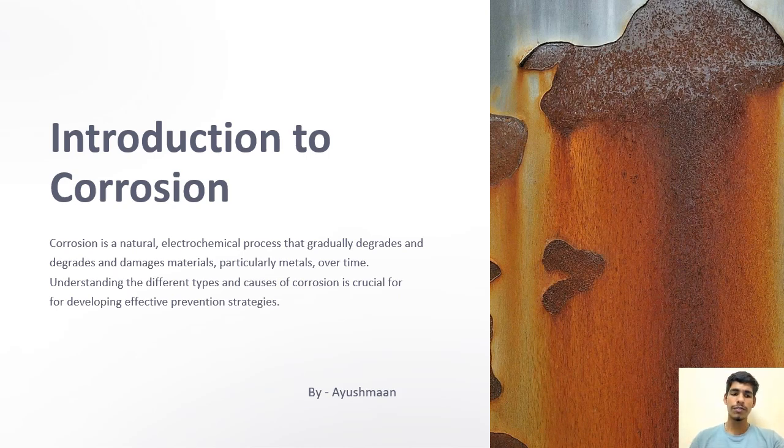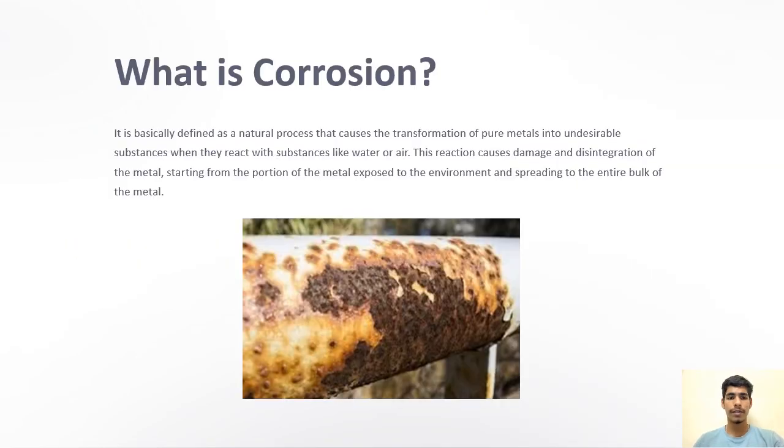The first question which arises in our mind is, what is corrosion? Corrosion is basically a natural process. In simple words, we can say corrosion is damage and disintegration of the metal starting from a portion, then spreading to the whole metal bulk.